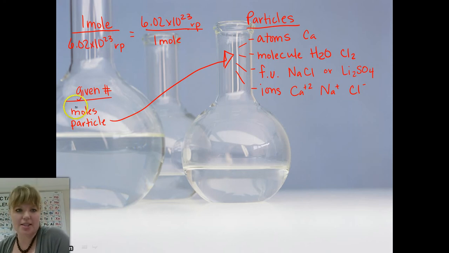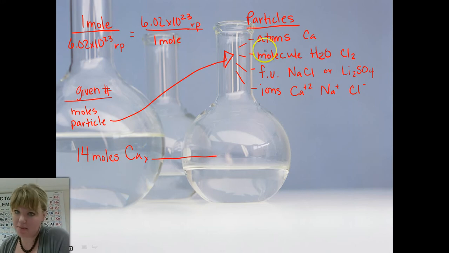Okay, so let's say our first given number is moles. So say we have 14 moles, and let's just pick one of these. Let's do atoms of calcium first. 14 moles of calcium, and we want to know how many atoms of calcium that is. Okay, because we know we're solving for atoms because calcium is an atom.